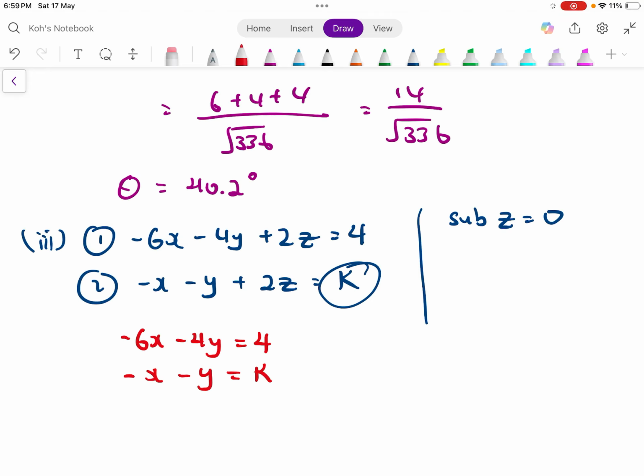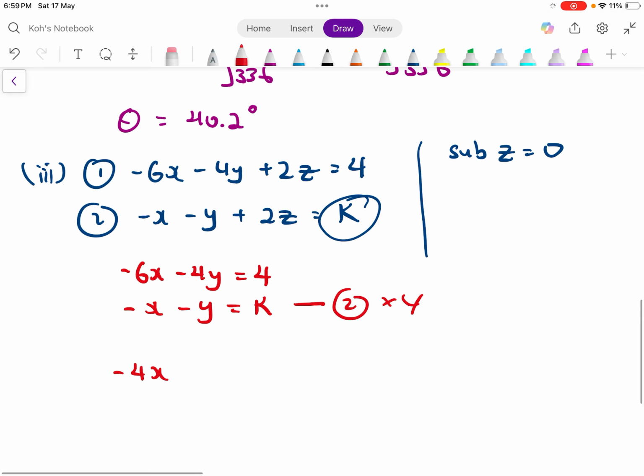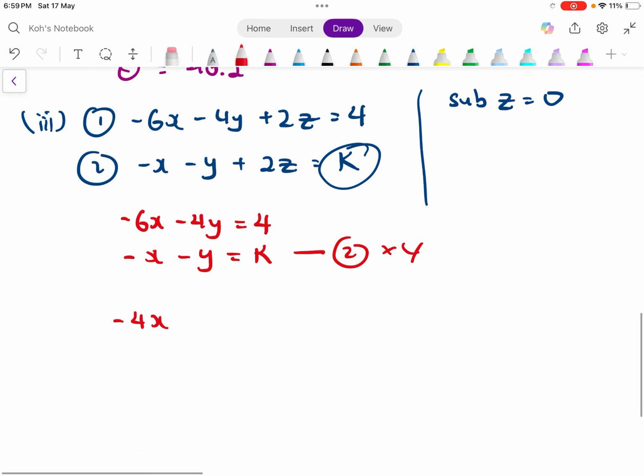So we can just solve the simultaneous equation. This will give me something. Maybe I times 4 here, for this equation 2, I times 4. So this will result in negative 4x minus 4y equal to 4k. Then I use the elimination method.